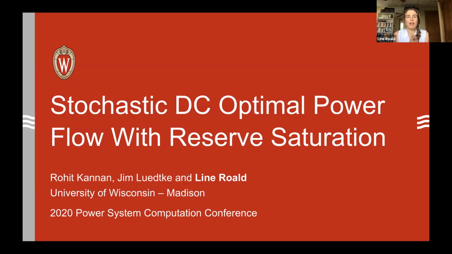As you can tell from the title of this paper, what we're going to look at here is a stochastic DC optimal power flow formulation, similar to many of the other presentations that we've seen here already. But one of the key points, part of the title, is reserve saturation, and I'm going to explain more what we mean by that in just a second. But first, I wanted to talk a little bit about the motivation. What was driving us when we were starting out writing this paper?